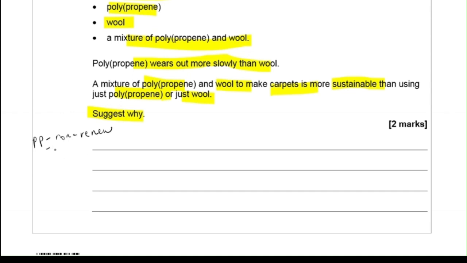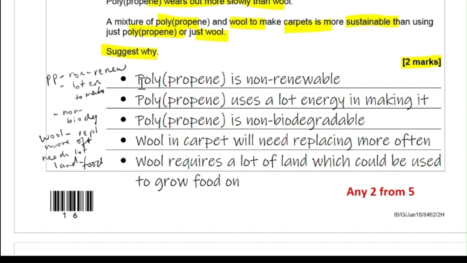So the polypropene is non-renewable. Okay, it needs a lot of energy to make it, and it's non-biodegradable. Okay, so there's some things to note. Wool. It wears out more quickly, so we'd have to replace it more often. And the thing about wool is it's made from sheep. And what do sheep need? A lot of land to graze on, which you could use to grow food. So as you can see, there are 5 actual answers here, but you only need 2 from 5.